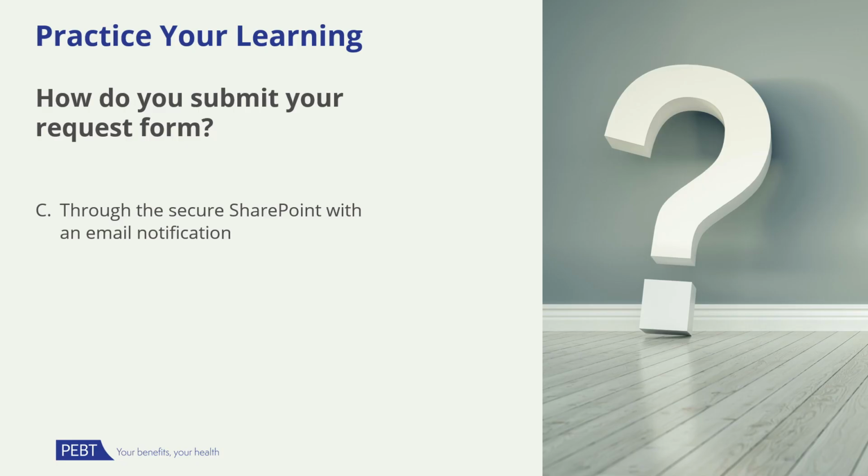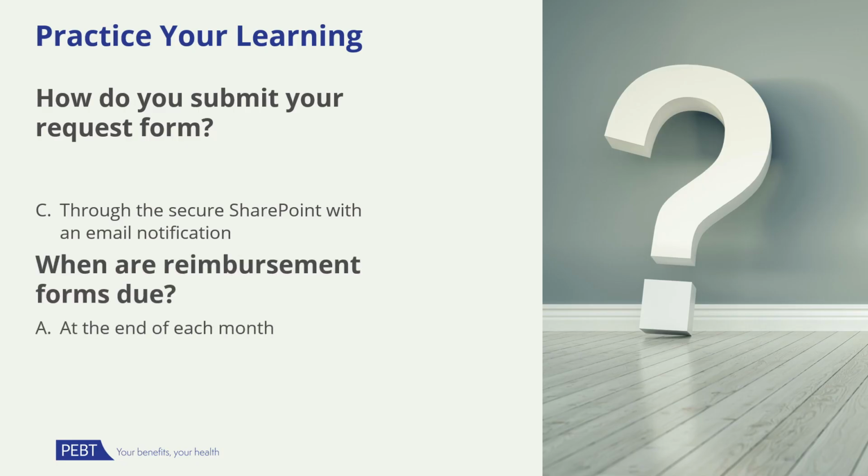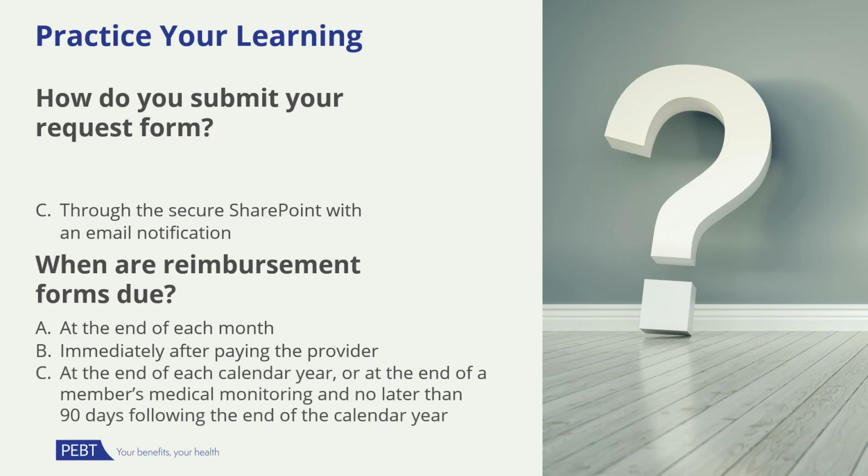When are reimbursement forms due? A. At the end of each month. B. Immediately after paying the provider. Or C. At the end of each calendar year or at the end of a member's medical monitoring and no later than 90 days following the end of the calendar year. The answer is C. At the end of each calendar year or at the end of a member's medical monitoring and no later than 90 days following the end of the calendar year. And make sure the receipts are attached.